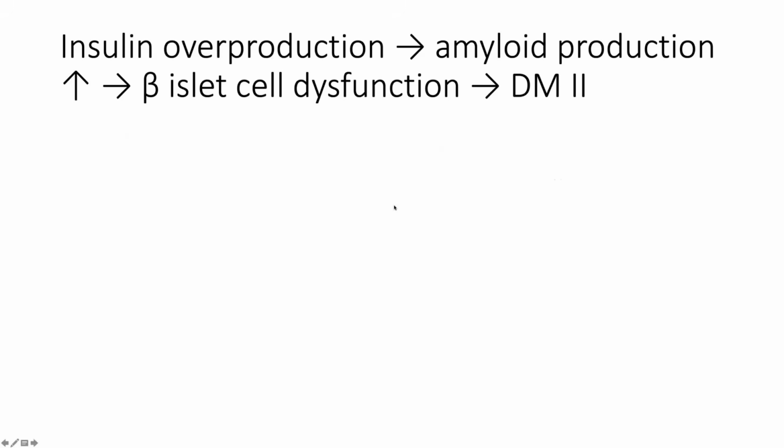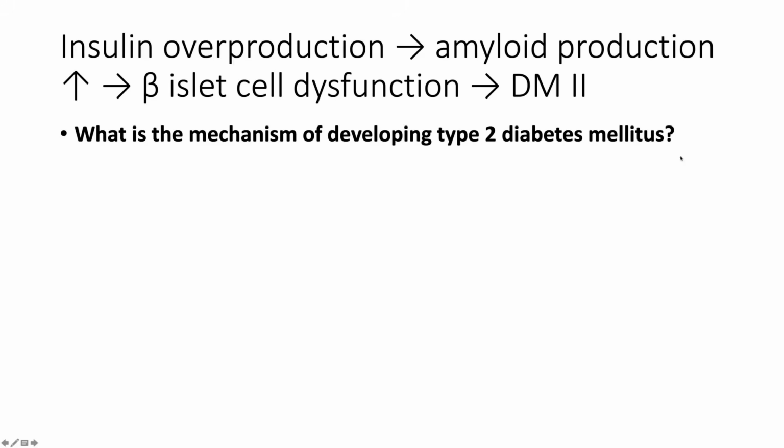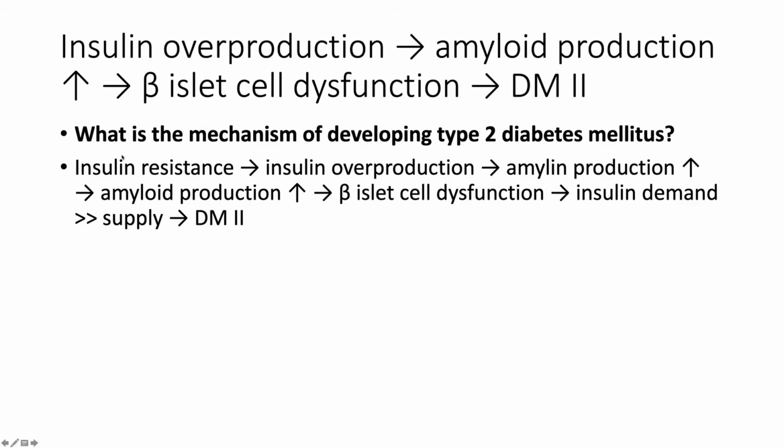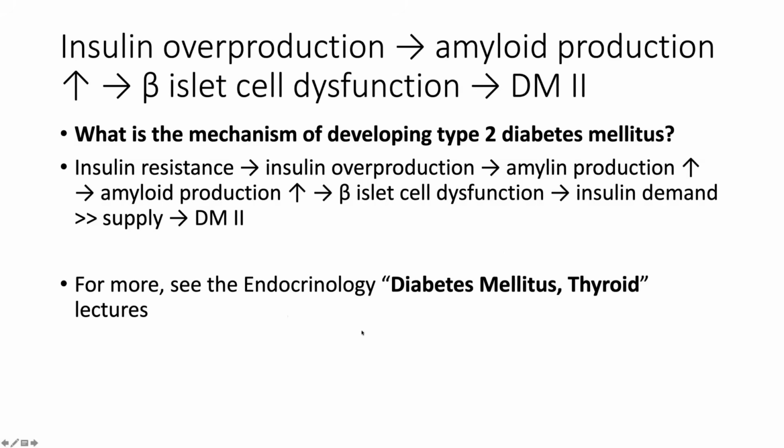Let's talk about some of this. This is the mechanism of type 2 diabetes, which Hadra just explained. There's insulin resistance that leads to overproduction of insulin. With insulin overproduction, amylin is also released along with insulin, which leads ultimately to amyloid production. The amyloid leads to beta islet cell dysfunction, and now you have a decrease in insulin supply to go along with an increase in demand. And that is diabetes. Technically, diabetes mellitus just means you have high blood sugar.